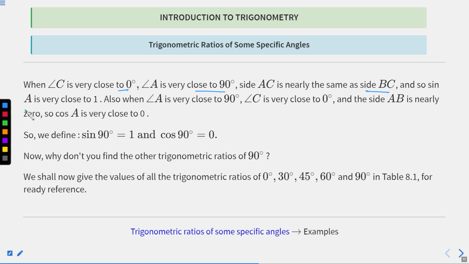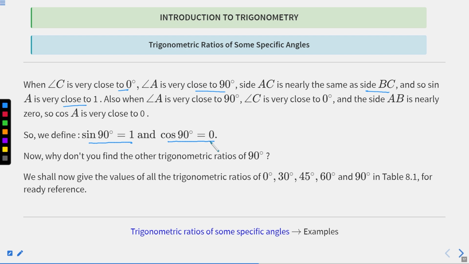Since sin A is equal to the side opposite to angle A divided by the hypotenuse, that is equal to BC by AC. Okay, so here AC is nearly the same as the side BC, so sin A is very close to 1. And when angle A is very close to 90 degrees, then angle C is very close to 0 degrees, and the side AB is nearly 0. Okay, so cos A is close to 0. So we define sin 90 degrees equal to 1 and cos 90 degrees equal to 0.